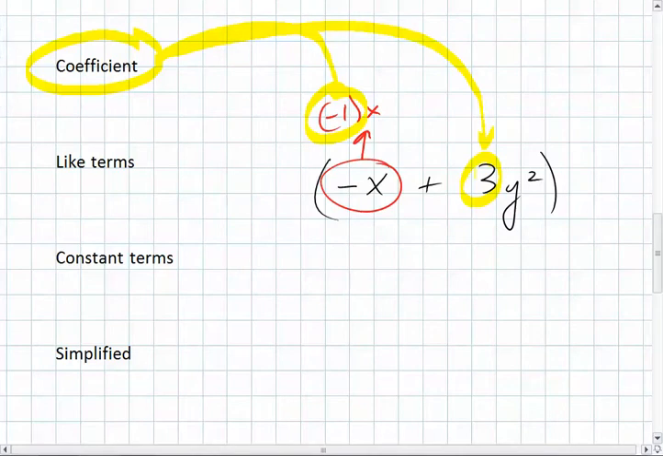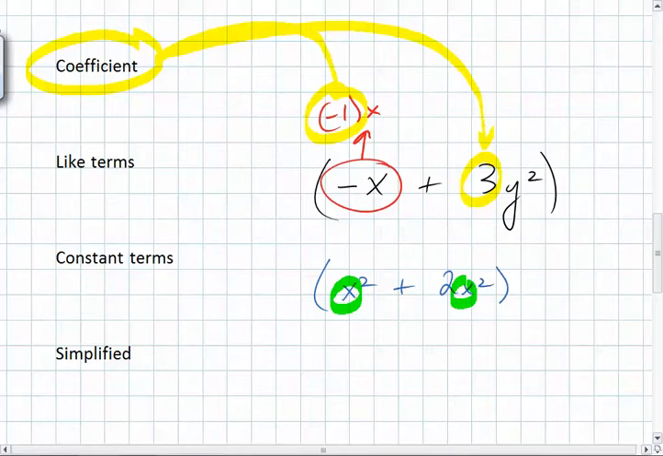The second term is like terms. And like terms are terms in an expression that have the same variable raised to the same power. Same variable raised to the same power. So let's say I had x squared and 2x squared. Notice that you don't need to have the same coefficient, you just need to have the same variable, in this case x in both, raised to a power.